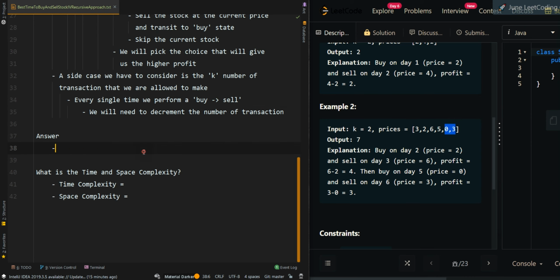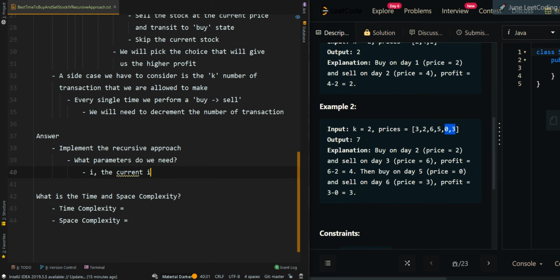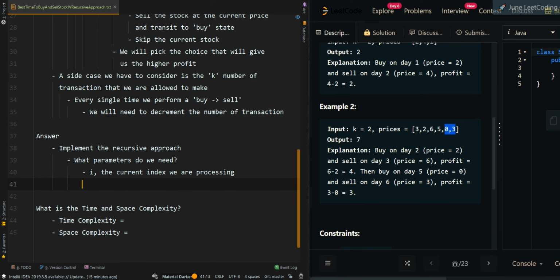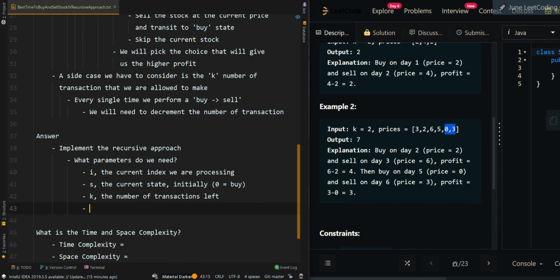Let's go over the pseudocode. So we're going to implement the recursive approach. Now, what parameters do we need? We'll need i, the current index we're processing, and we also have our state, the current state. So initially 0 for buy, because initially we're at the buy state, and then we have k, the number of transactions left, and then we have our prices input array.